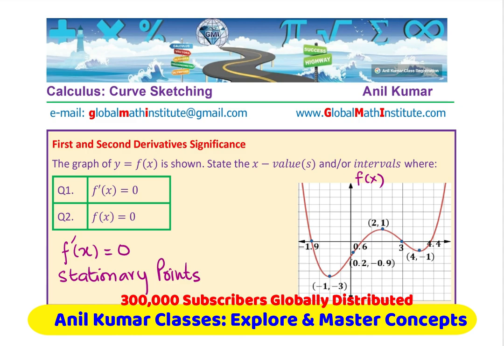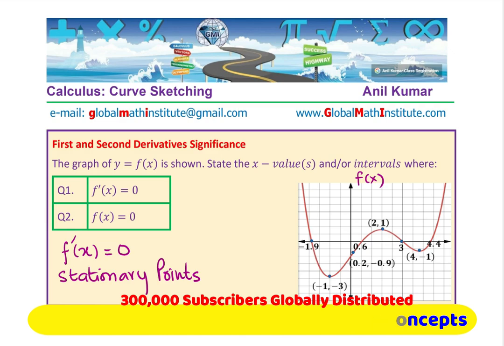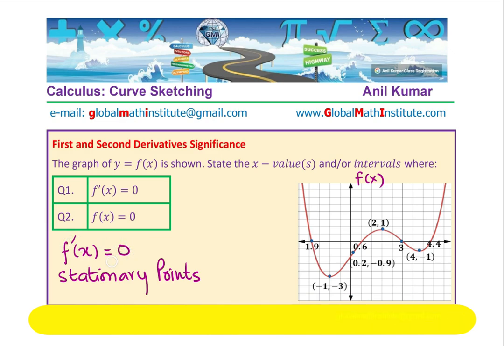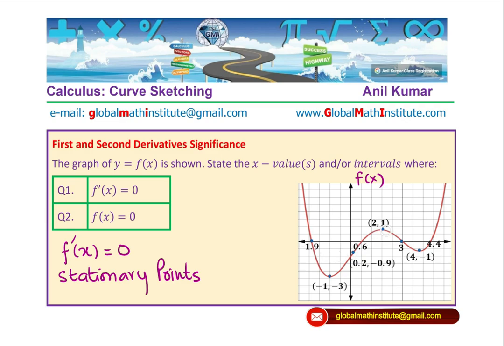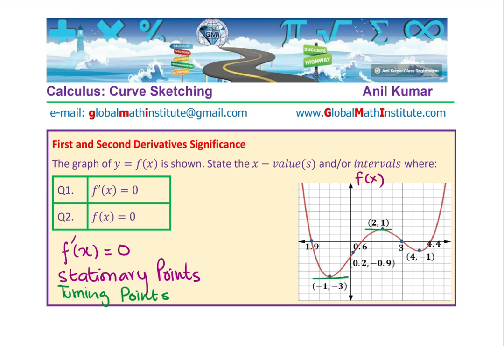The idea is that while answering these questions, we need to understand the concepts, and that should help many students. So the points where the derivative is 0 are called stationary points. If you look at this, all those points are the turning points, right? So for example, right there, we have a horizontal tangent. These are the points on this graph where the first derivative is equal to 0.